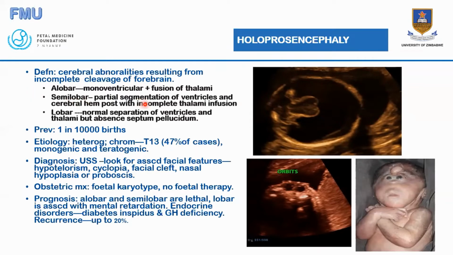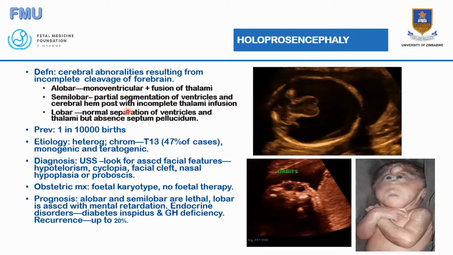We have another one called semi-lobar, where there's partial segmentation of the ventricles in the cerebral hemisphere posteriorly, with incomplete thalami fusion. You will still have a monoventricle in this variant. I will show you some of the pictures. The prognosis is just as bad as alobar holoprosencephaly. It's also lethal.